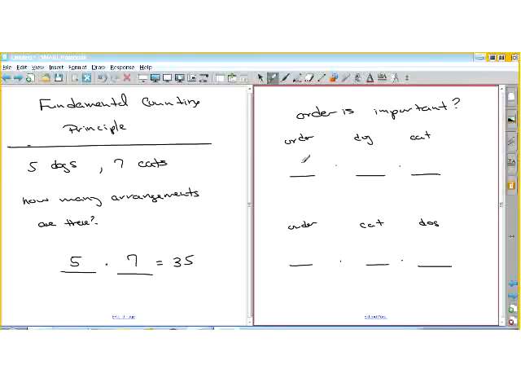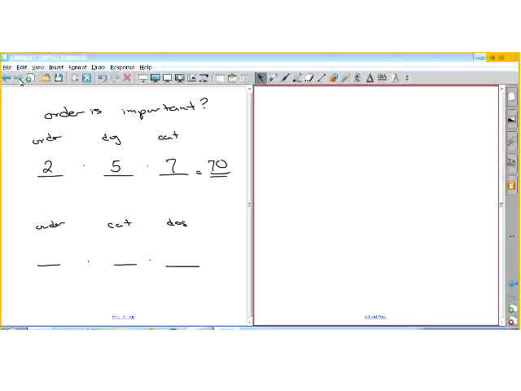So where order is important, I would pick the order first. Dog, then cat, or cat, then dog. Those are two orders. And then from that, I'd have 5 dogs to pick from and 7 cats to pick from. And so you would actually have 70 total arrangements if the order of the cat and the dog was important. Okay, so there's going to be something that will be similar to that, not exactly that.